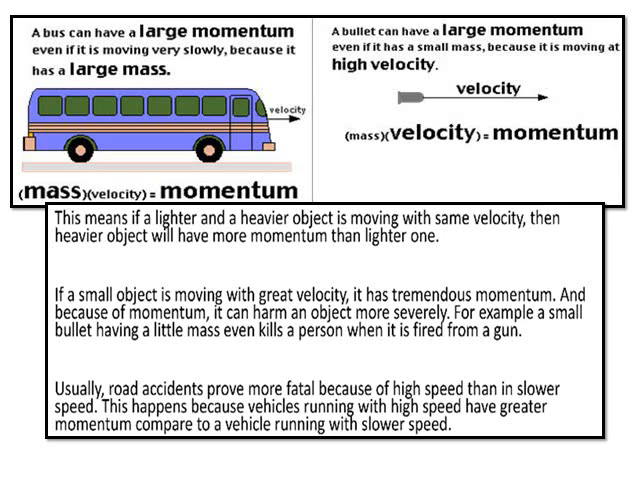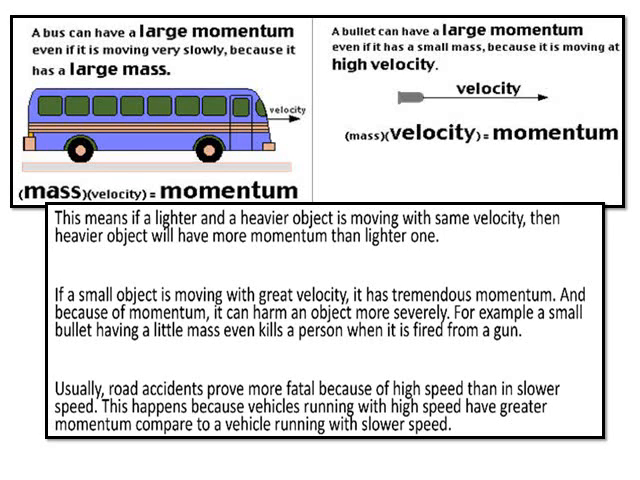This means if a lighter and a heavier object are moving with the same velocity, then the heavier object will have more momentum than the lighter one. If a small object is moving with a great velocity, it has tremendous momentum, and because of that momentum, it can harm an object more severely. For example, a small bullet having a little mass even kills a person when it is fired from a gun.